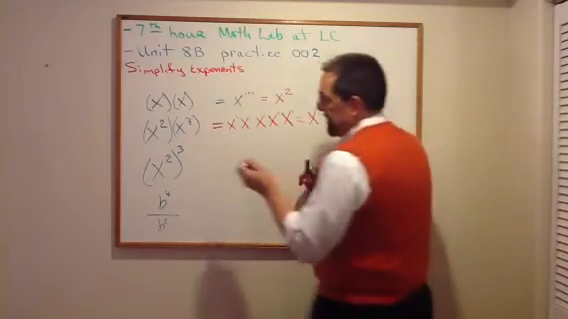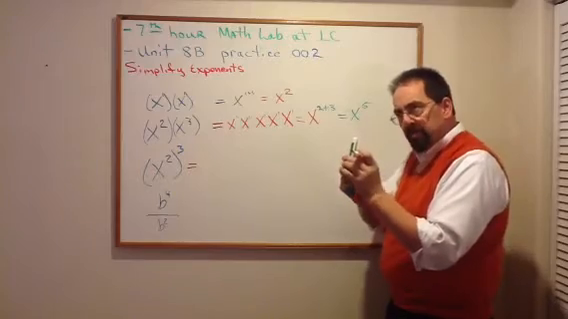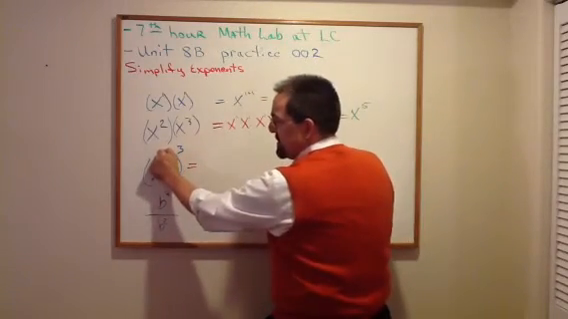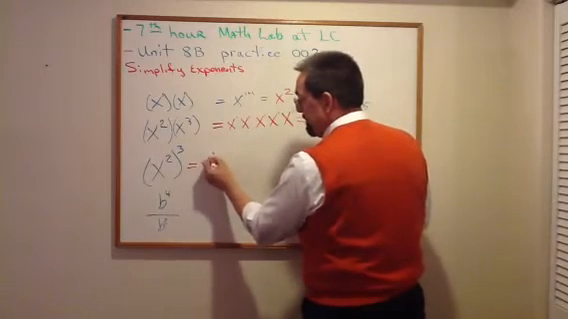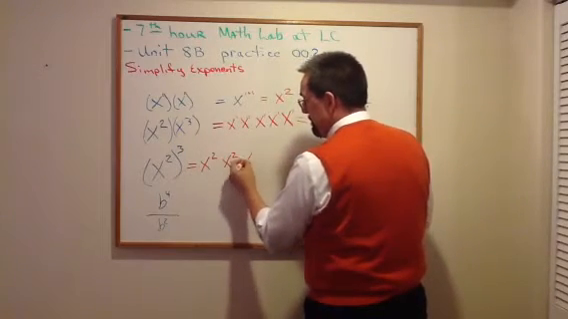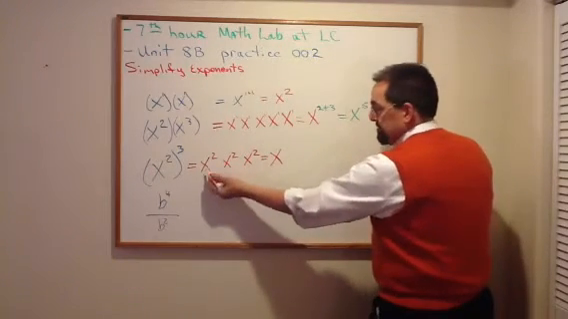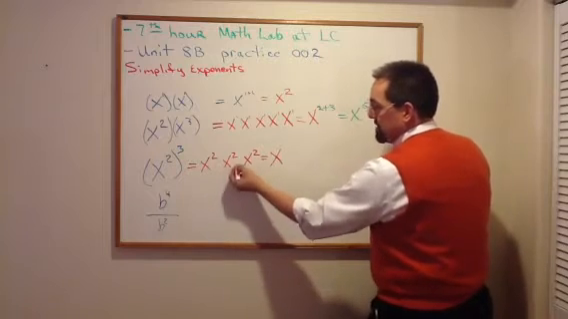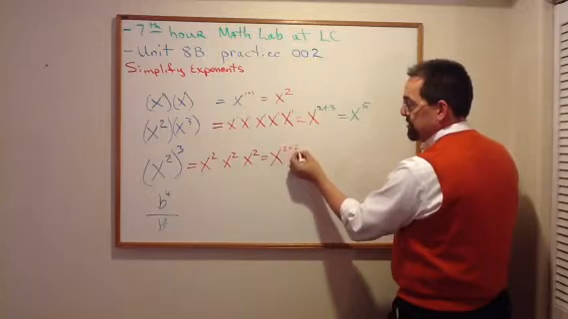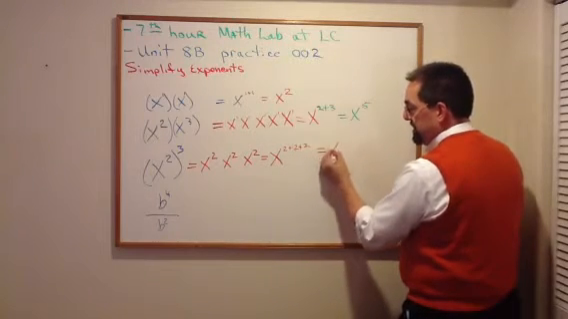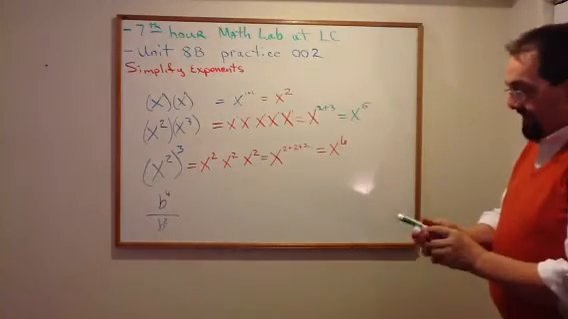The next one, x squared cubed. What does that mean? That means that item times itself 3 times. Good. x squared times x squared times x squared is the same as x to 2 plus 2 plus 2, which is x to the 6th. Good? And the last one.